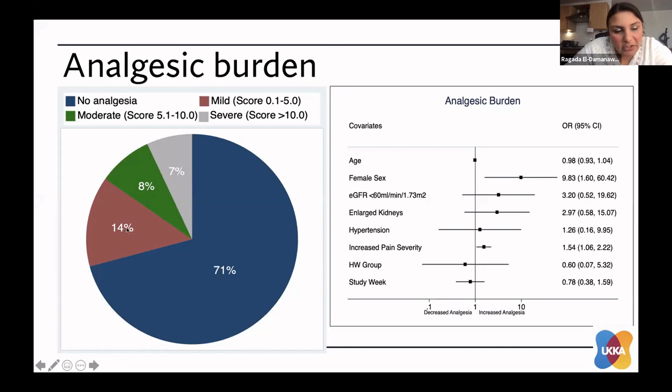And it's interesting because at least 20% were using neuropathic pain analgesics. And if you look at the previous slide, it doesn't seem like neuropathic pain is a particularly prominent factor here. In terms of analgesic burden, this was increased in females and pain severity. So that's actually consistent with previous studies.